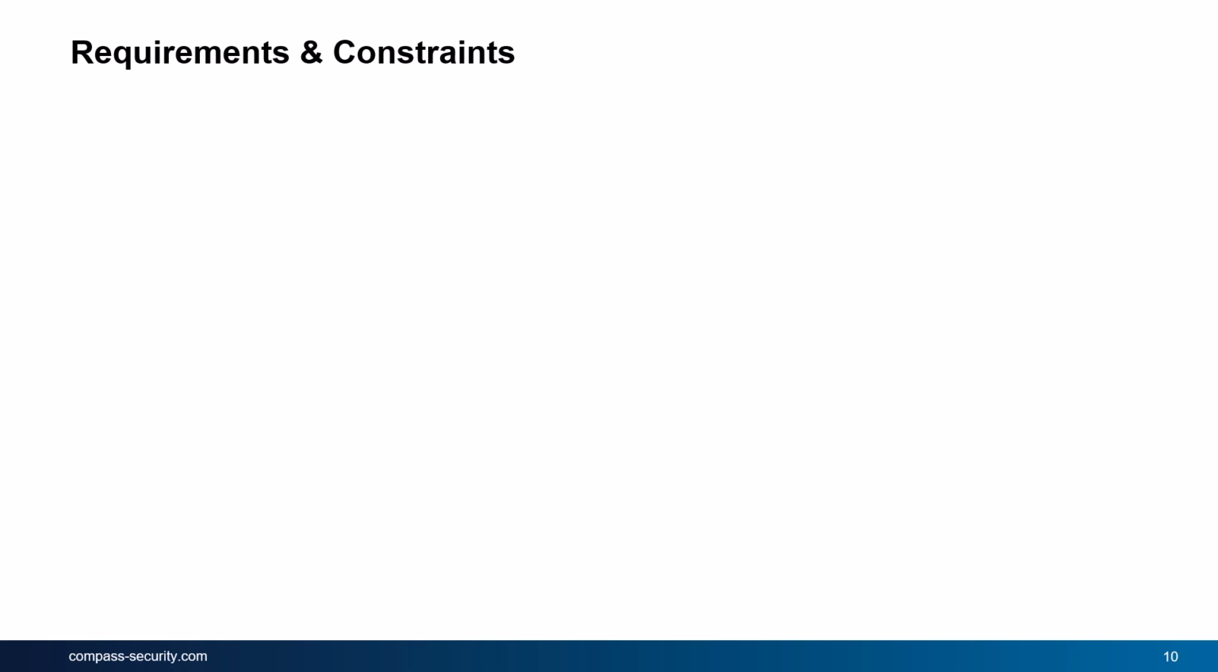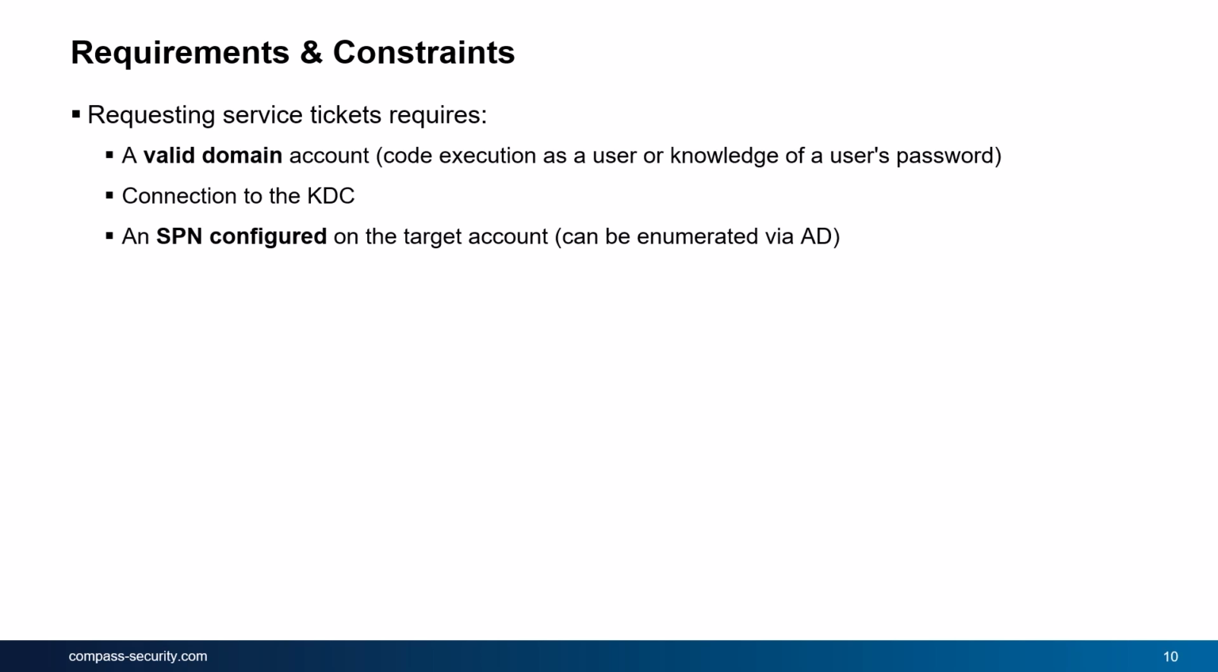Now, there are some requirements and constraints to this attack. What we need to perform it is a valid domain account. It doesn't have to be a high privileged account, but we have to be able to communicate in an authenticated way with the domain controller. So that could be where we have code execution on a user's machine, or we know the user's password. Then, of course, we also need line of sight to the KDC to request the tickets, and the target account that we would like to Kerberoast must have a service principal name configured.